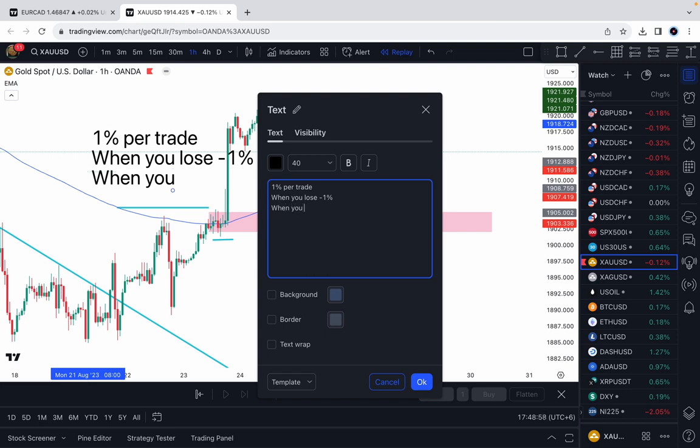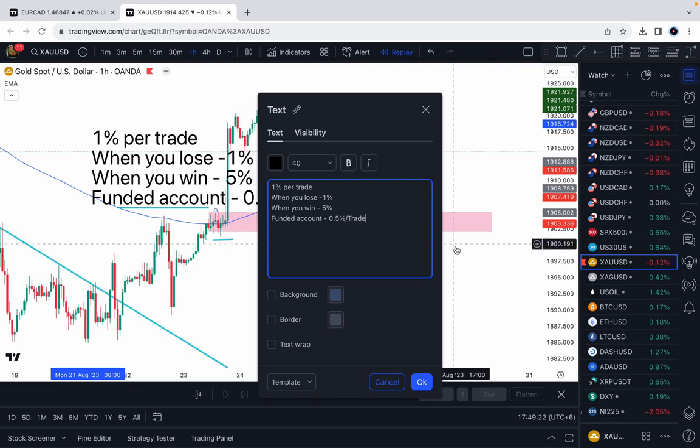When you win, it's at least 5%. That's the beauty of it. So don't overcomplicate this, and if you're going for funded account, always go for 0.5% per trade. Okay, so in this case, when you lose, only minus 0.5%.